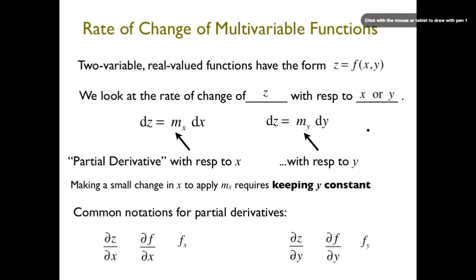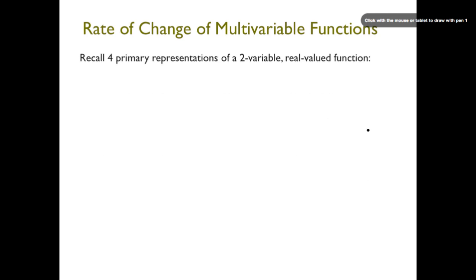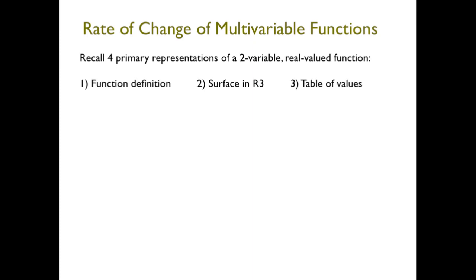Okay, so it's not any harder than single variable calc. It's just twice as much work, right? Because you just got two of them now. That's all it is. But then we also have to have a good imagery of these three-dimensional functions, these surfaces, okay? And then we're going to do this in all four primary representations, right? We had the function definition representation of a multivariable function, a surface is a way to represent it, a table of values, and then also a contour plot in the xy plane. So these are our four primary representations.